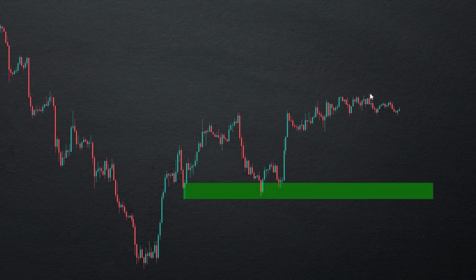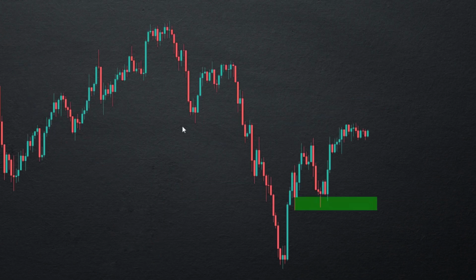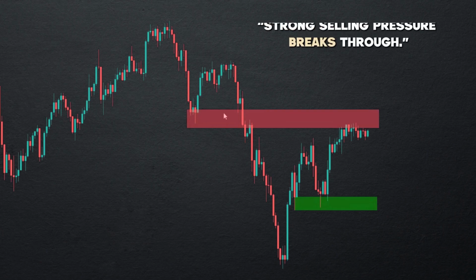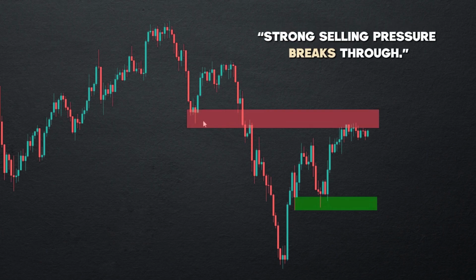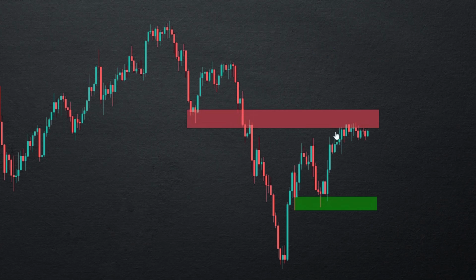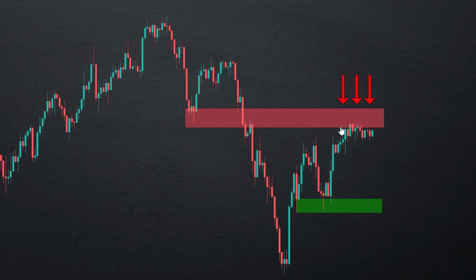Now, momentum loss is like a warning light on your dashboard. You'll start to see things get messy, with wide swings as the other side starts to fight back. You'll also notice the candle body shrinking, which shows there's less conviction in the moves. And a really big clue? A sudden change in candle color after a long streak, showing the dominant side tried to push and failed.